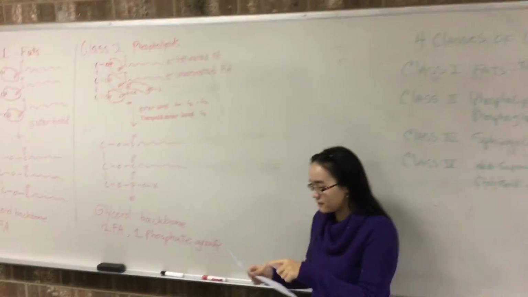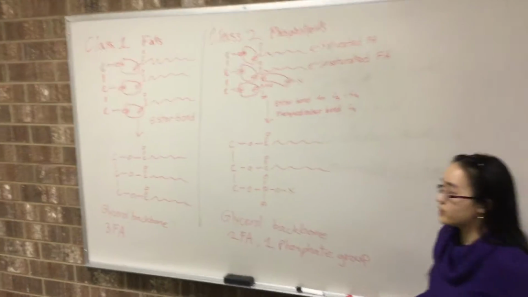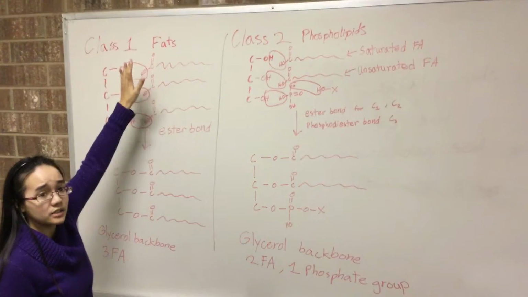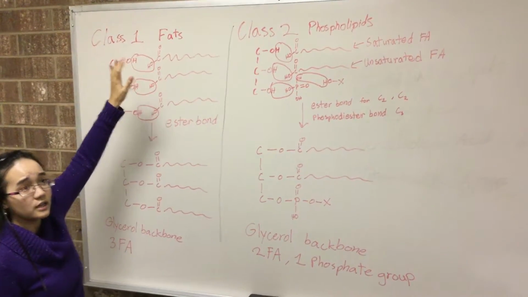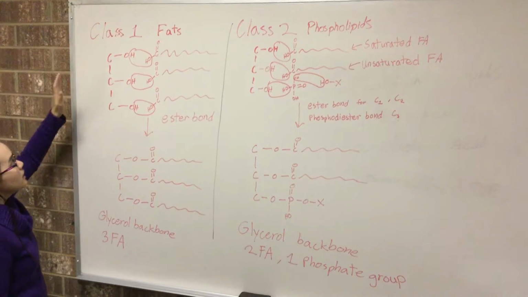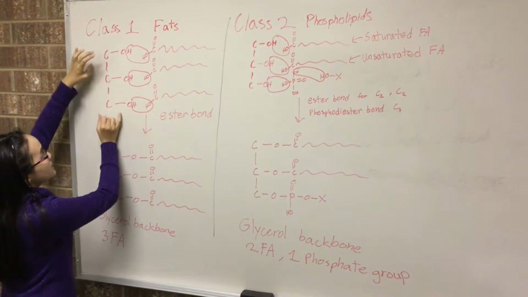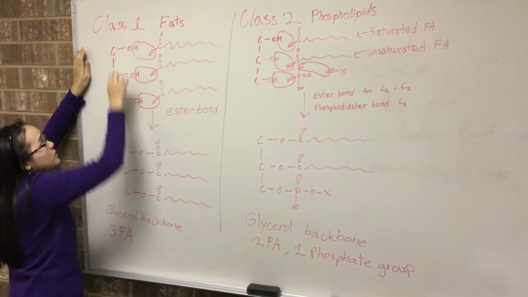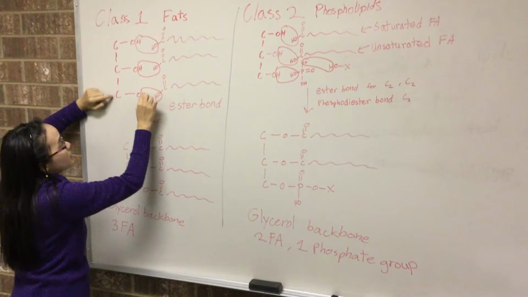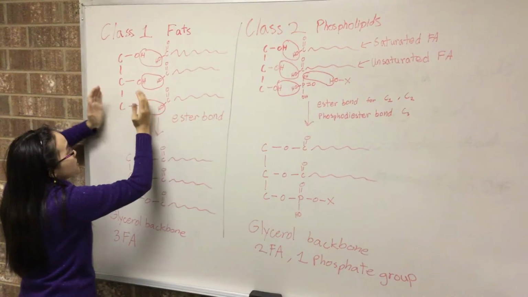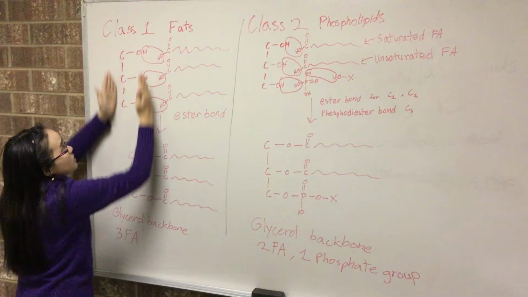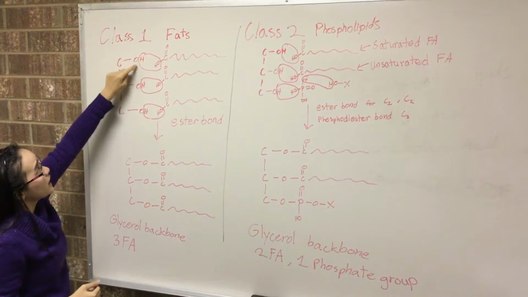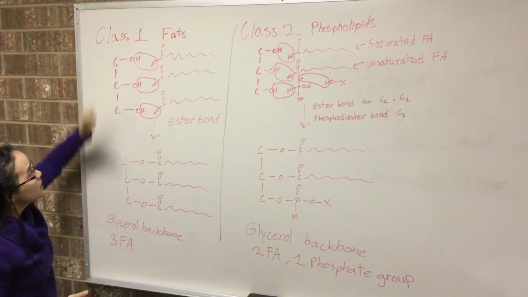There's the second part of question 5. Understand the structural differences. So class 1, fats, triacylglycerols and triglycerides. So you have this glycerol right here. This is the glycerol with the hydroxyl groups attached to them. So this part right here is the glycerol. These are the 3 fatty acids that will attach to the hydroxyl group of the glycerol.